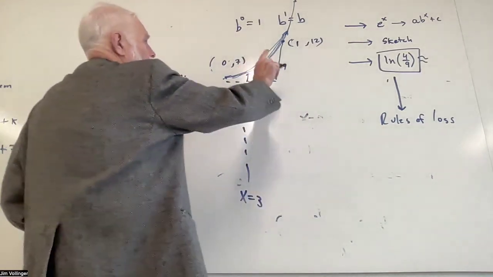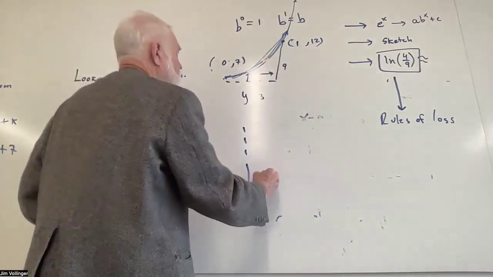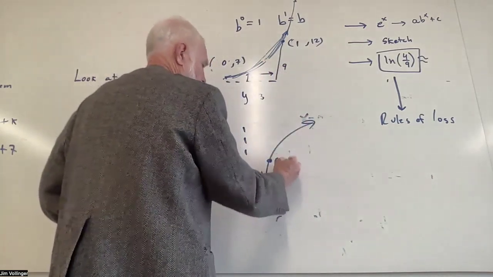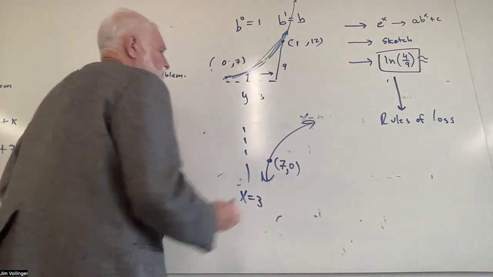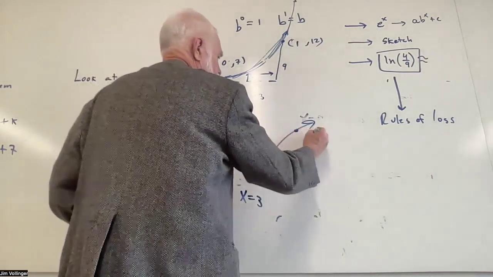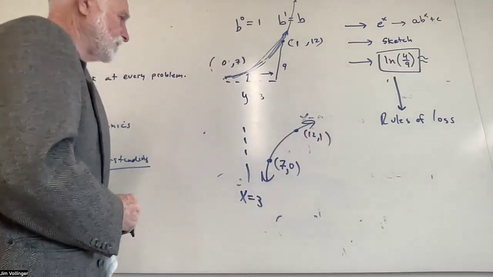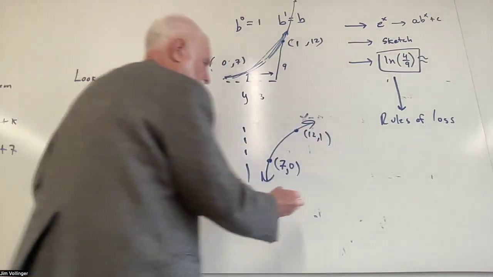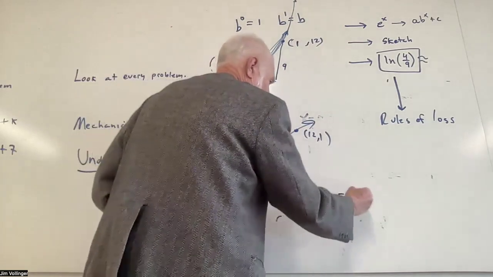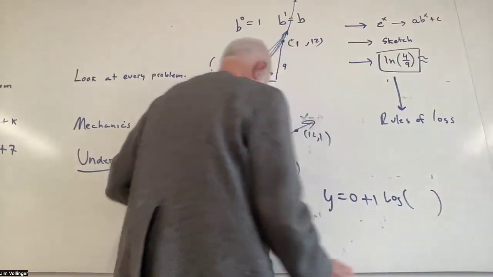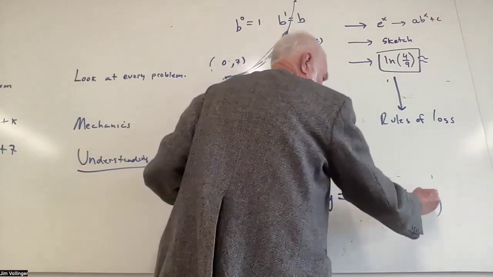And it passes through the points 7, 0. And it passes through the point 12, 1. All right. So let's take a look at this. Let's graph 0, just the mechanics. 1 log x minus 3.